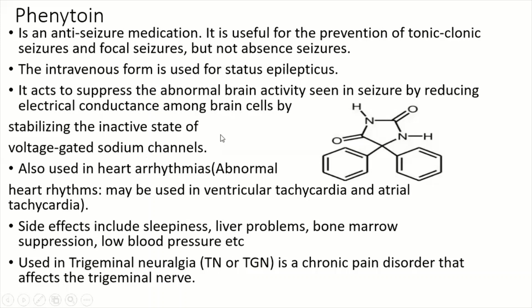We have already discussed that epilepsy occurs mainly because of the rapid firing of the neurons. So there will be abnormal neuronal activity, or the cerebral neurons will be in a highly excited state. This drug suppresses the excessive neuronal activity, and thereby it controls the seizure. Apart from this, it is also used in heart arrhythmias. Arrhythmia is nothing but an improper rhythm of the heart, so there will be variation in the rhythm. It can be used mainly in ventricular tachycardia, atrial tachycardia, and so on.